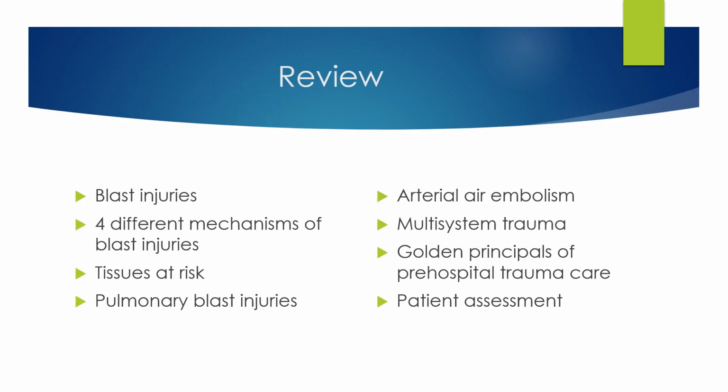And a little bit of a review here. We have gone over blast injuries, the four different mechanisms of blast injuries, tissues at risk, pulmonary blast injuries, arterial air embolism, multi-system trauma, the golden principles of pre-hospital trauma care, and the patient assessment.